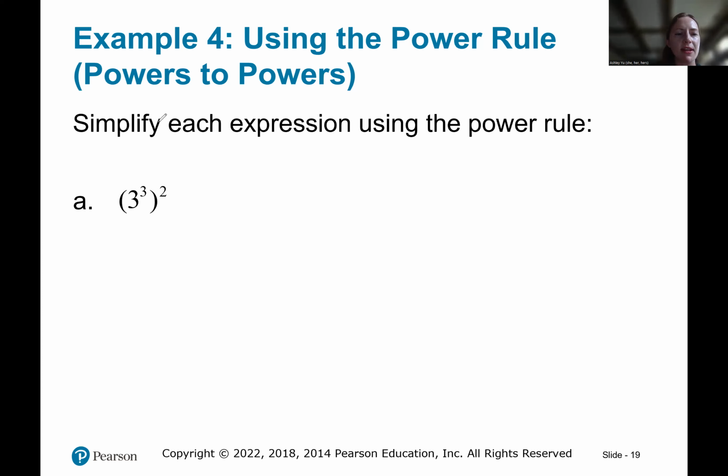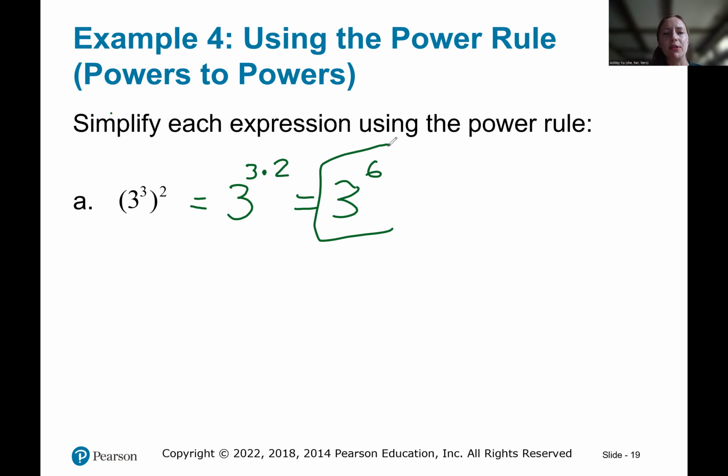Try to simplify that. First, I would say, well, there's only one base. It's not like it's 3 to the third multiplied by 3 to the second. So it's going to be the multiplication type of thing, 3 times 2. Feel free to skip that step and just multiply in your head. 3 times 2 is 6. There we go. And then sometimes they're okay with you leaving it like that.